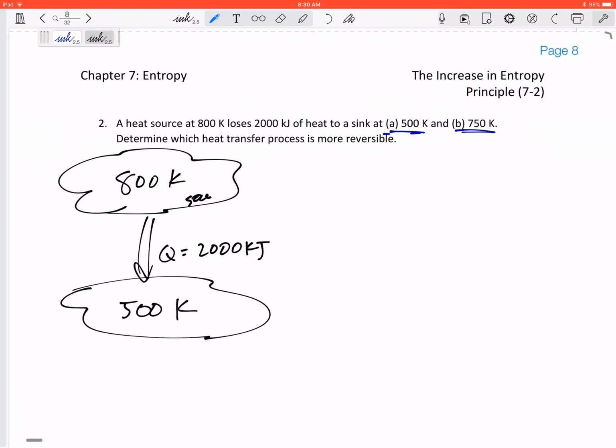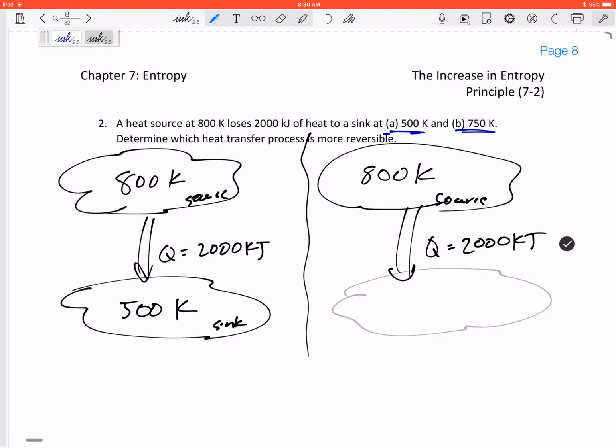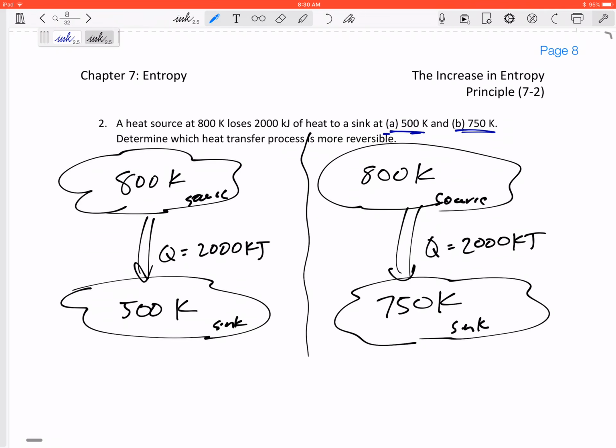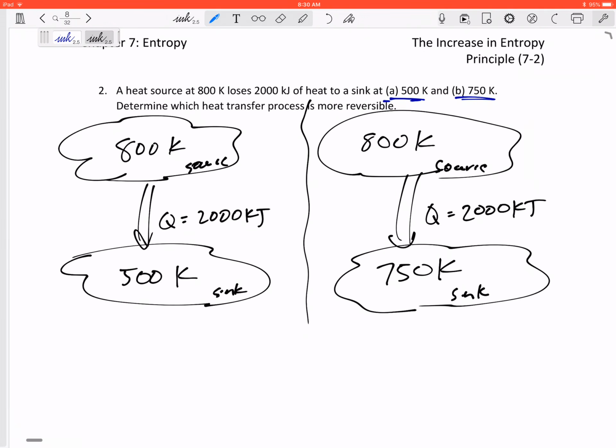So here's our source, here's our sink, and we're going to compare that to an 800 Kelvin source, which is losing Q, transferring heat, same Q, 2,000 kilojoules, to a 750 Kelvin sink. So determine which process is more reversible. All right, so part A.